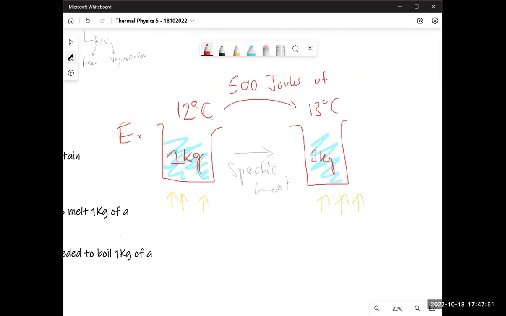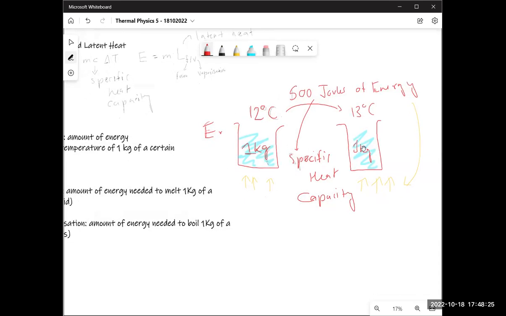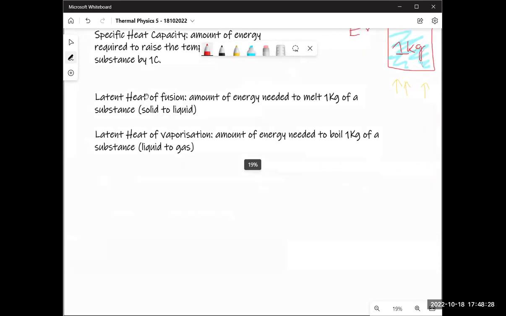Joules of energy. Now this amount of energy I have to put is called the specific heat capacity. Is that clear? Yes, sir. To go from 12 degrees to 13 degrees, I have to supply some amount of energy. This heat is the amount of energy I have, and that is called the specific heat capacity. Any questions? Diana, Lula? No, sir. Fine. And in the same way, now let's look at fusion.